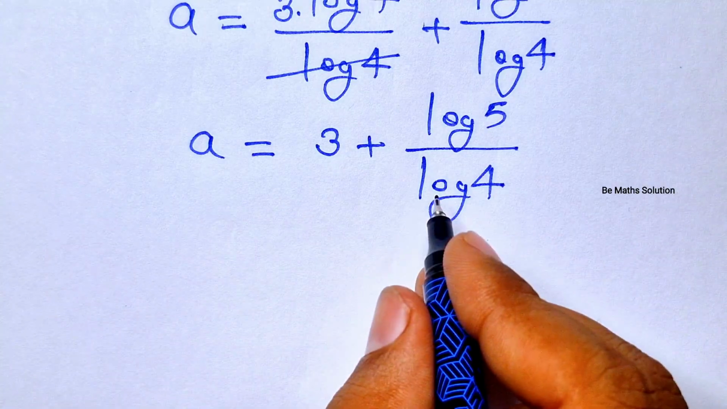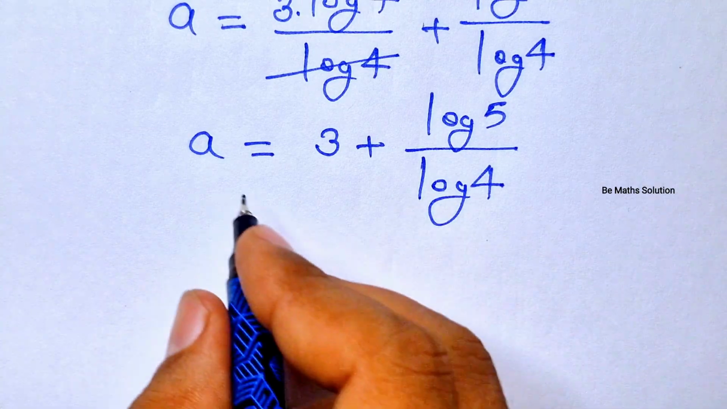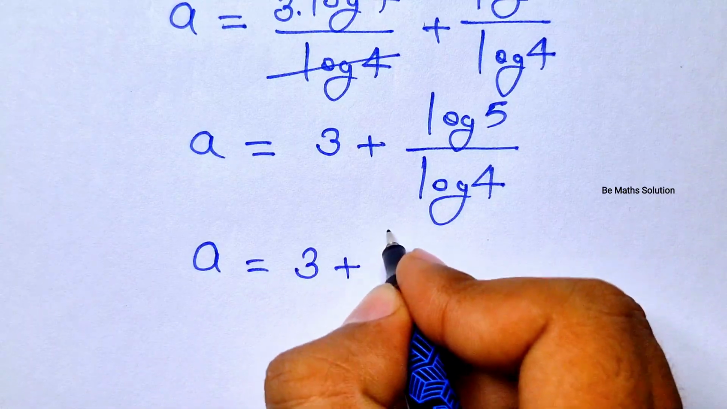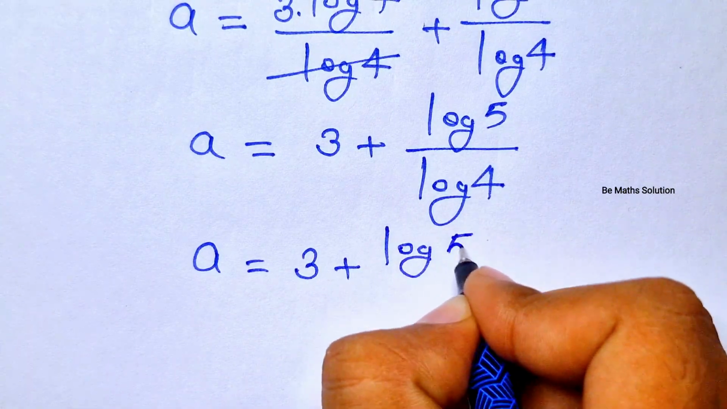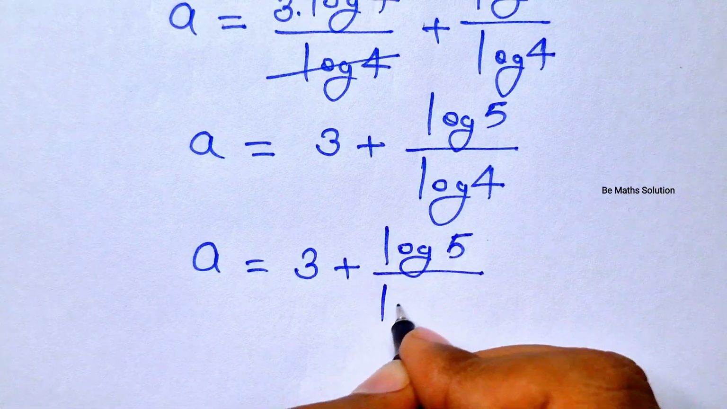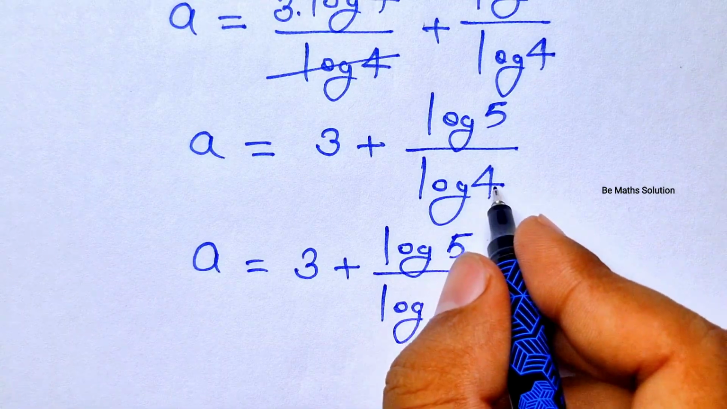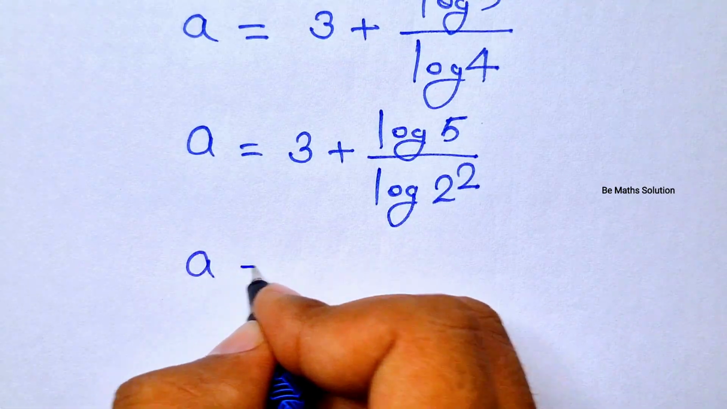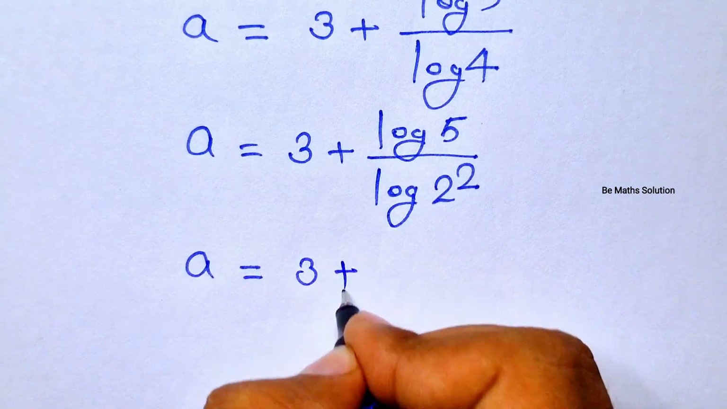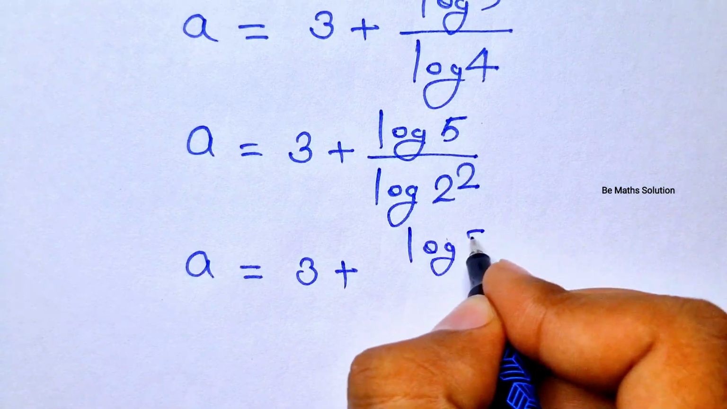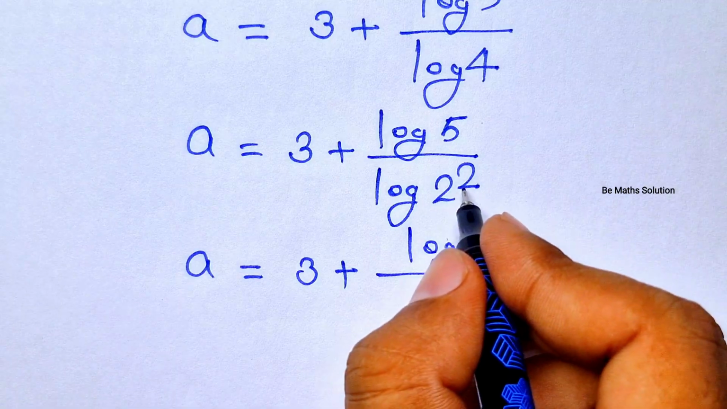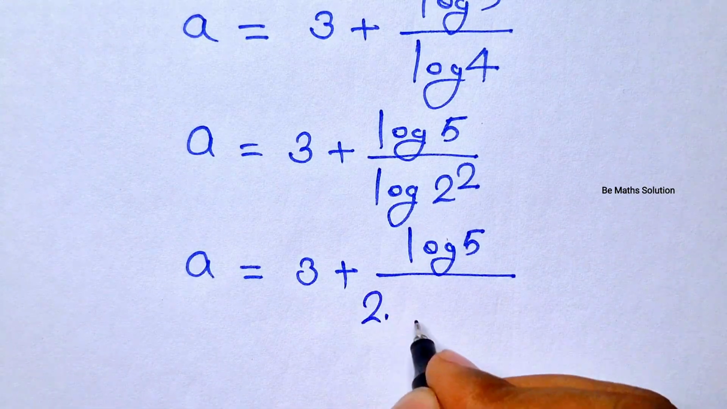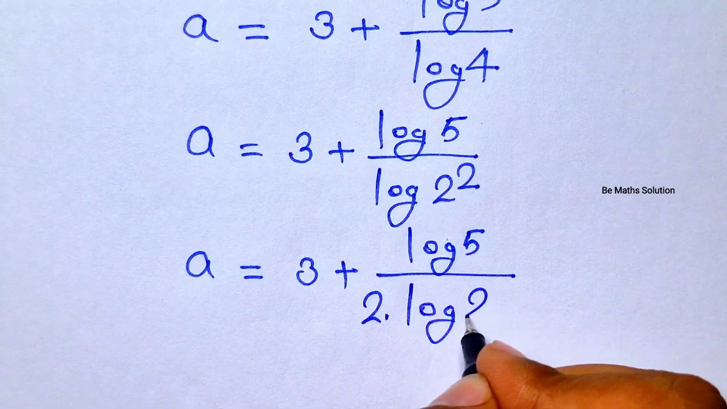Then in the next step, a is equal to 3 plus log of 5 over this log of 4. 4 is the same as 2 squared. Then a is equal to 3 plus log of 5 over, this power of 2 will move to the front, so it will be 2 times log of 2.